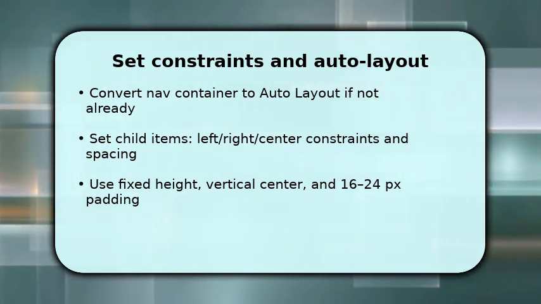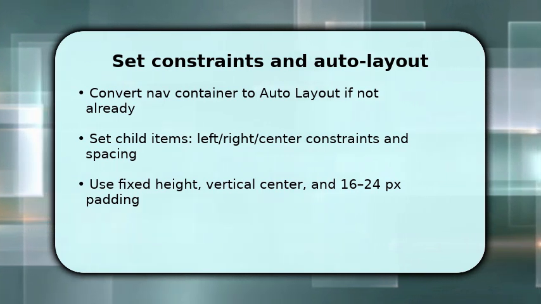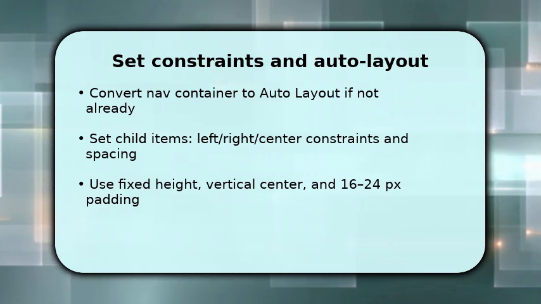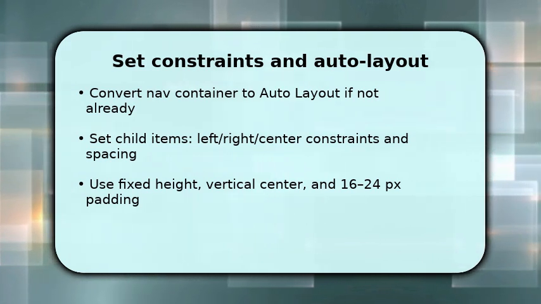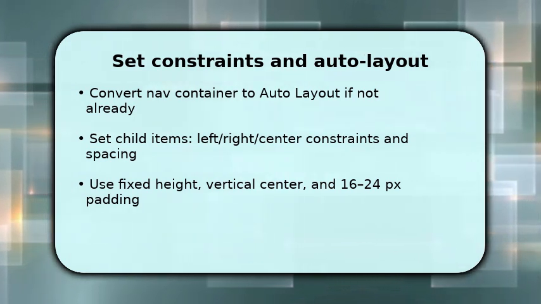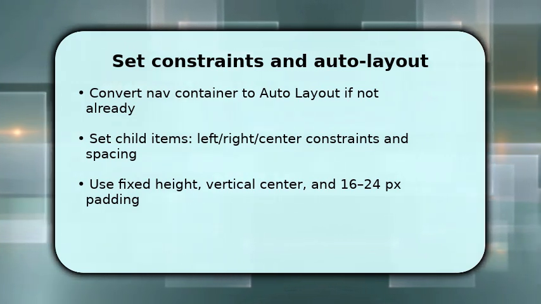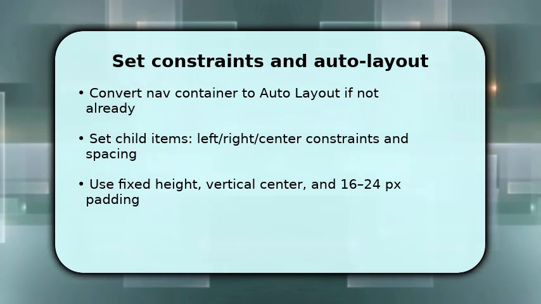For each icon, set horizontal constraints to left, center, or right as needed, and set vertical constraints to center so icons stay vertically aligned. Apply a fixed height to the bar and consistent padding, typically 16 to 24 px, or a safe area offset for phones with gestures. Doing this lets elements maintain proportion and spacing as the parent resizes.